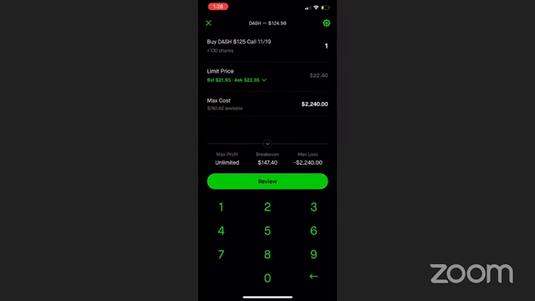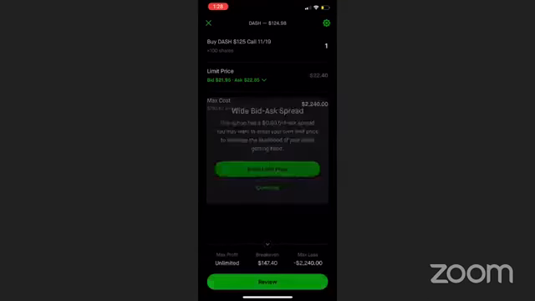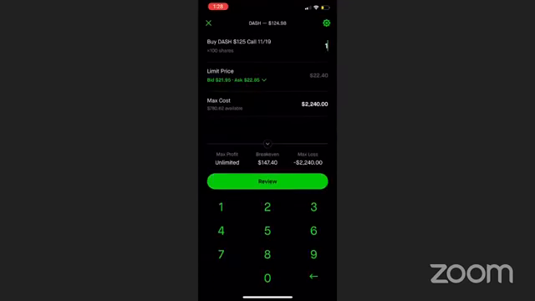See, if I hit review, it's saying, well, first I don't have enough to buy this, but I would be buying one contract of options because the leverage represents 100 shares of the underlying stock. And in this case, I would be saying that I'm willing to pay $2,240 today for the right to buy 100 shares of DoorDash on or before Friday, November 19th at $125 a share. That's what an option contract is.